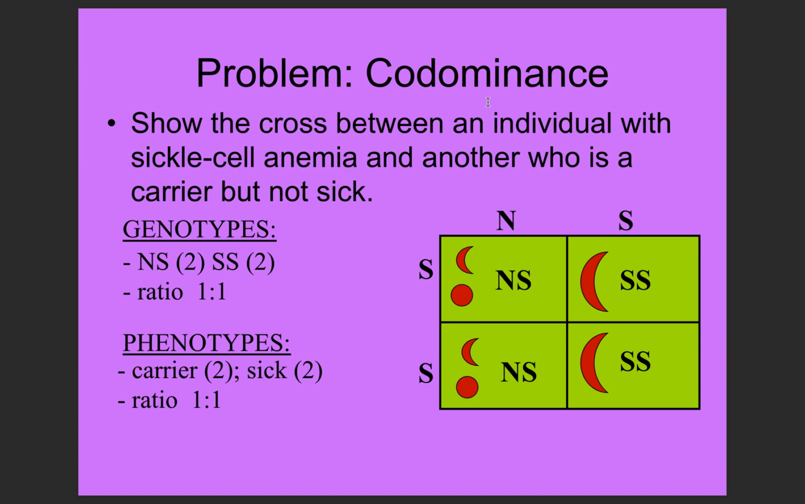So here's another example of what that would look like. If you have someone who has sickle cell anemia and someone who does not have sickle cell anemia, this is where you're going to see the babies start having this disorder. All right?